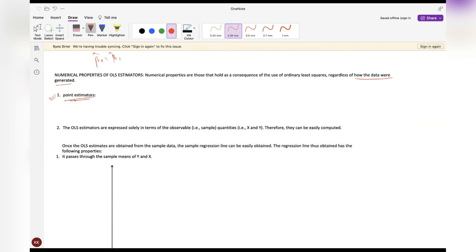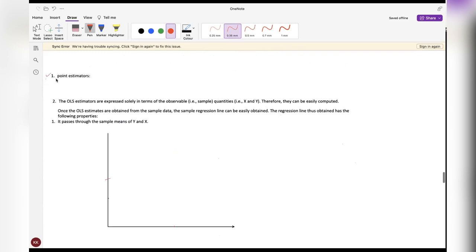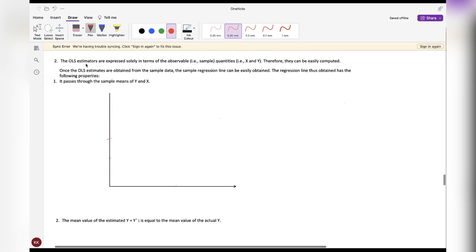Point estimators means that every beta naught hat or beta 1 hat will give us a single value of the population parameter, right? The second property that we have is that OLS estimators are expressed solely in terms of observables, that is x and y, therefore they can be easily computed.